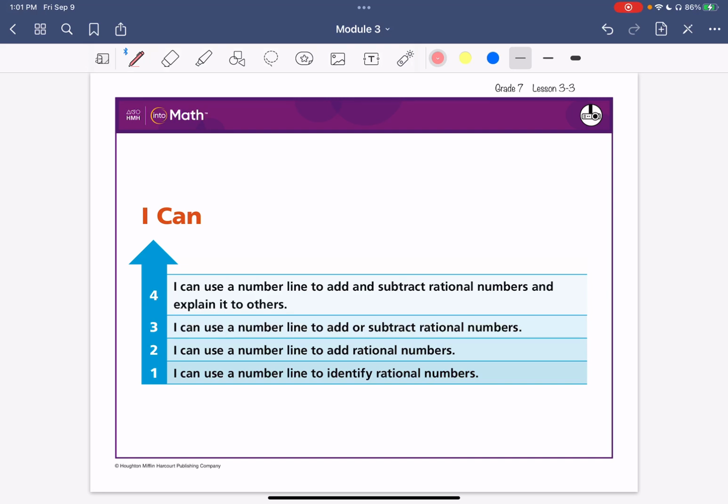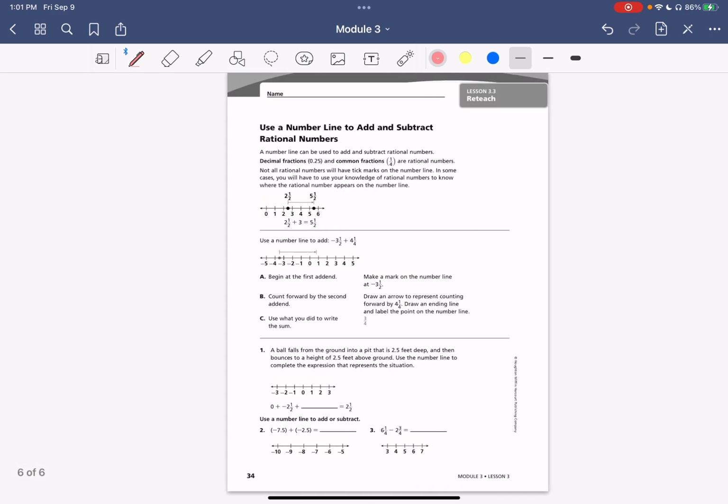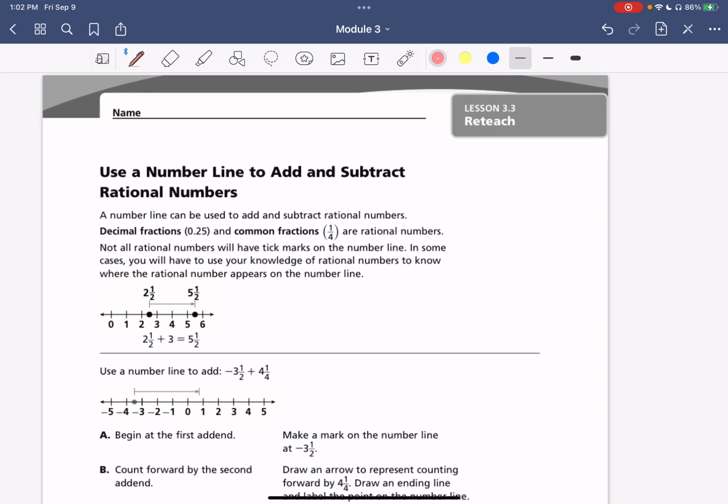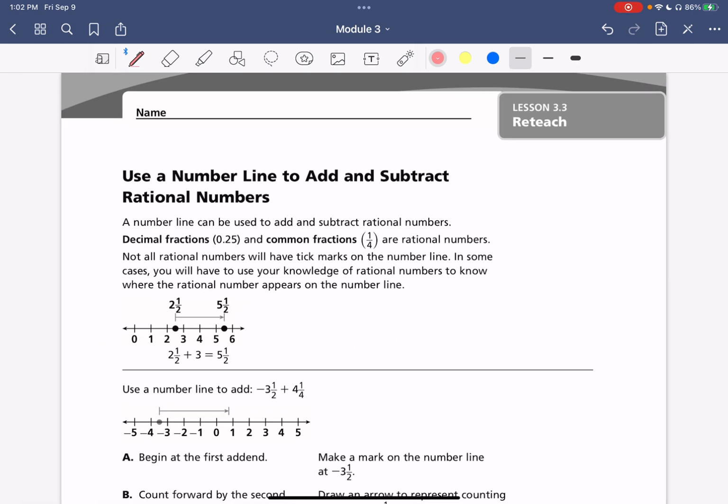Here is Grade 7, Module 3, Lesson 3. Our I can statement is I can use a number line to add or subtract rational numbers. And here we have our example problem here.